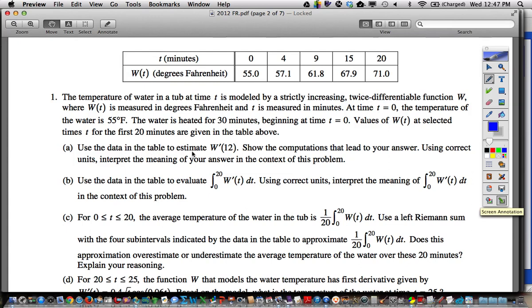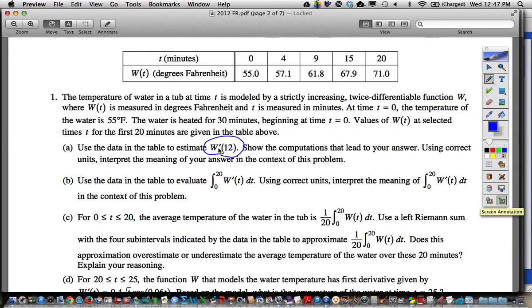Use the data in the table to estimate W prime of 12. Now, to me, that should have been pretty easy. What did you do there? That's always great when the teacher says that, right? The teacher says, this should have been really easy. Oh, God, no, I'm not going to answer that, I'm going to get it wrong. Really, teaching 101, that was a dumb thing for me to say.